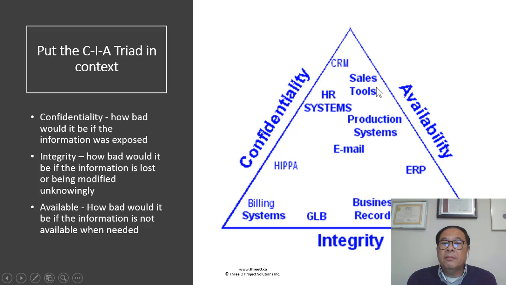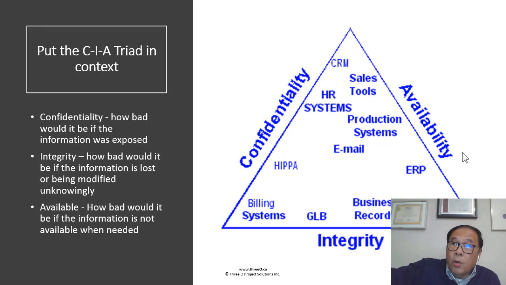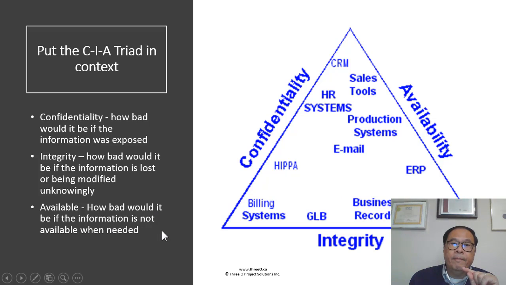Availability. We look at sales tools, production systems, and web servers. All these things are facing the internet, and we rely on them so much because we want to make sure that by the time you need the information, we can get it, right? So how bad would it be if the information is not available when needed?